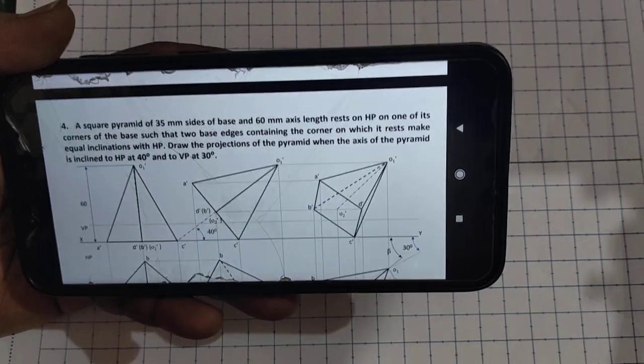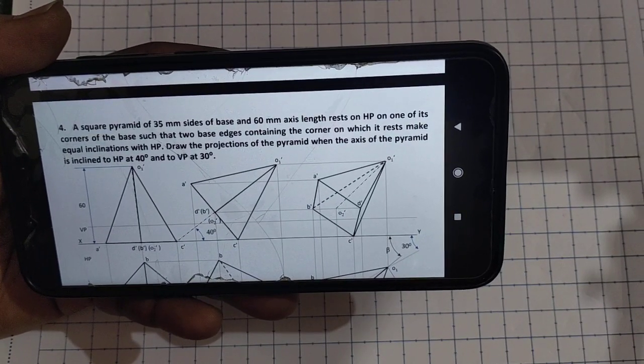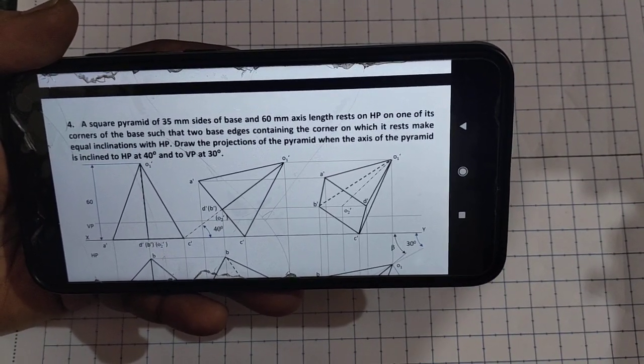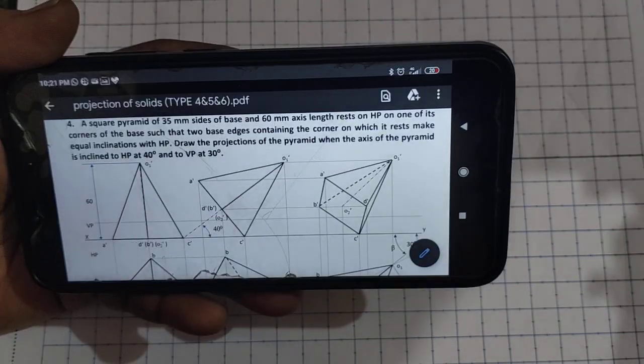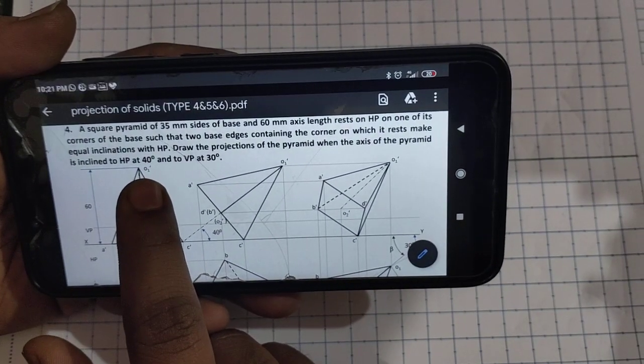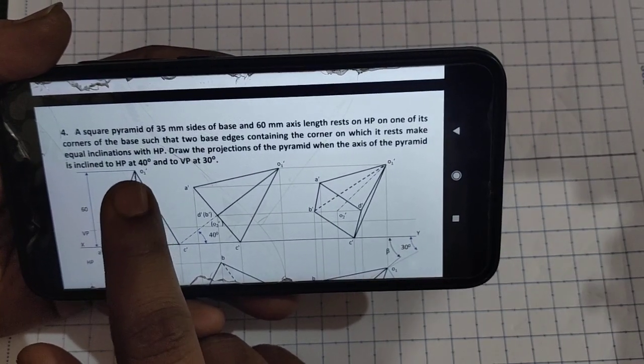Okay, so here I am going to explain problem number 4 in projection of pyramids, that is square pyramids. In the square pyramid, here the question states, first we will read the question, then we will understand the problem.